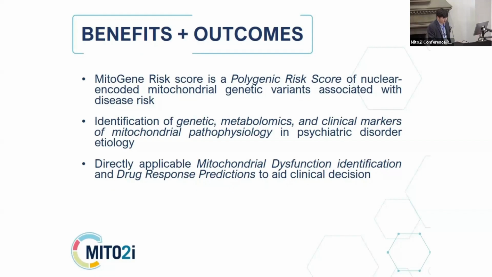In summary, our project aims to bring together a new multi-omics approach via mitogene, mitometabolome, and deep clinical subtype through machine learning approaches for one main goal: to develop an applicable mitochondrial dysfunction identification tool in clinical psychiatry and a patient stratification tool to shorten patient suffering.